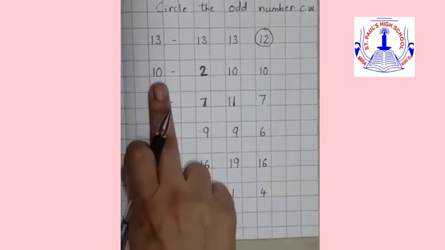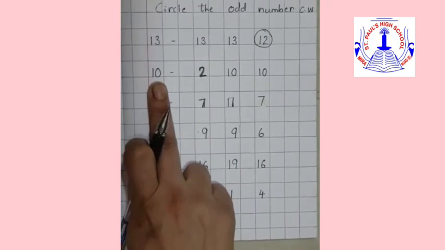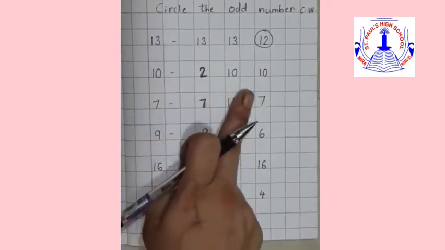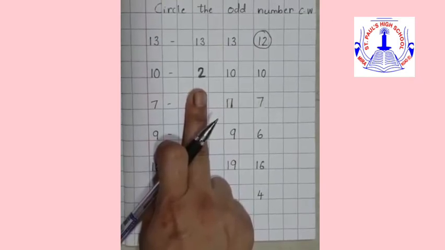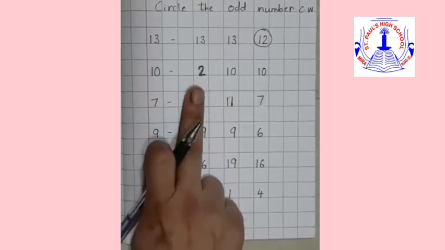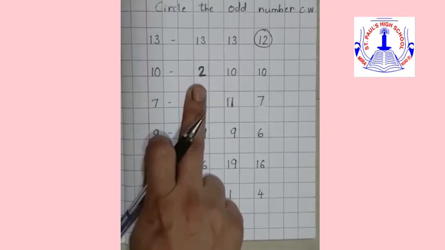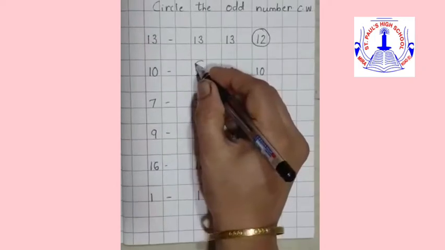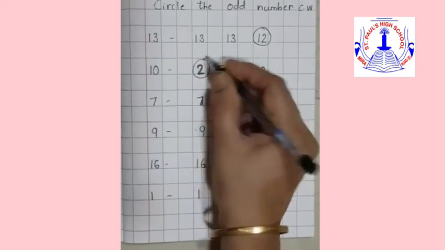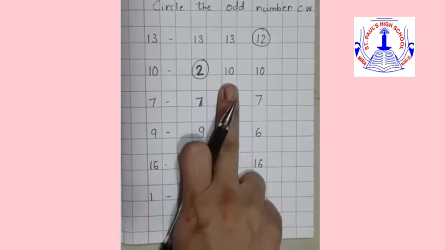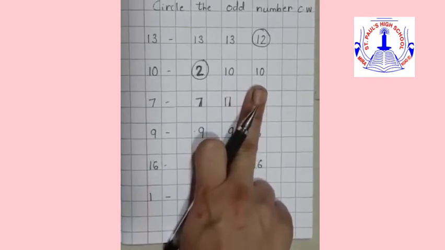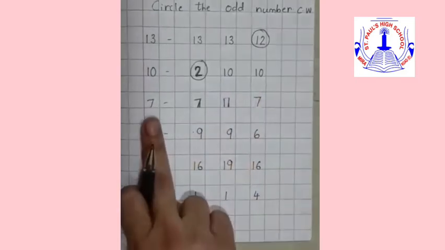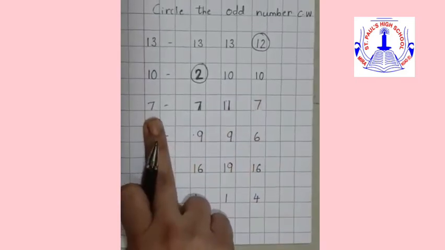Now, this is 10. So, we have to see where 10 is not there. There we have to make a circle. Now, is this 10? No. So, what are we going to do? We are going to circle. Is this number 10? Yes. Is this number 10? Yes, so very good.